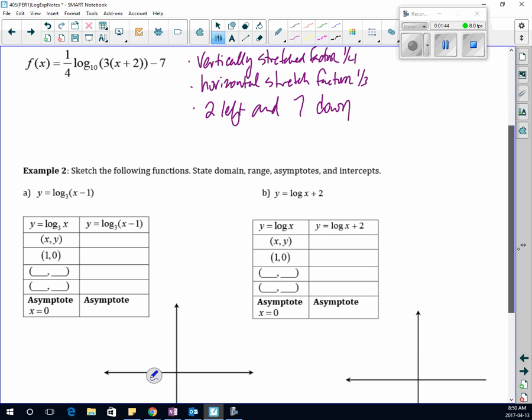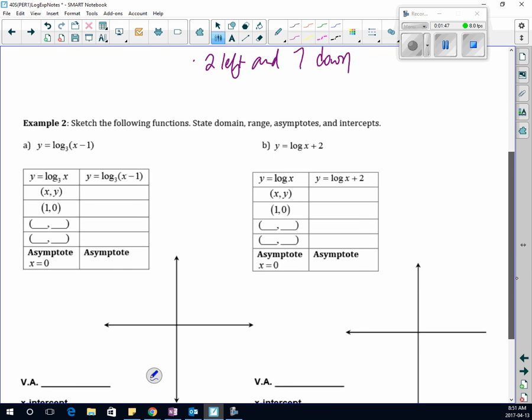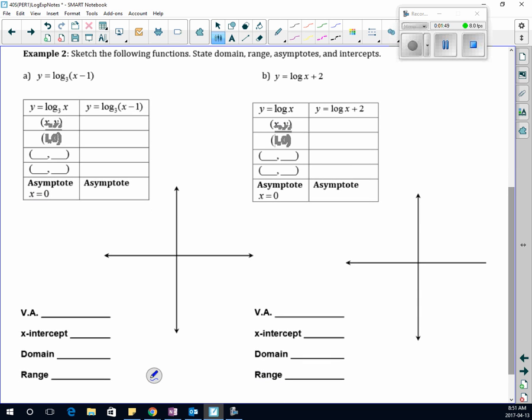We're going to graph the base, then we're going to graph the transformation. Before we graph the transformation, can anybody tell me what happened to this transformation as compared to the base log graph? It went 1 right. Does everybody see that would be 1 right?